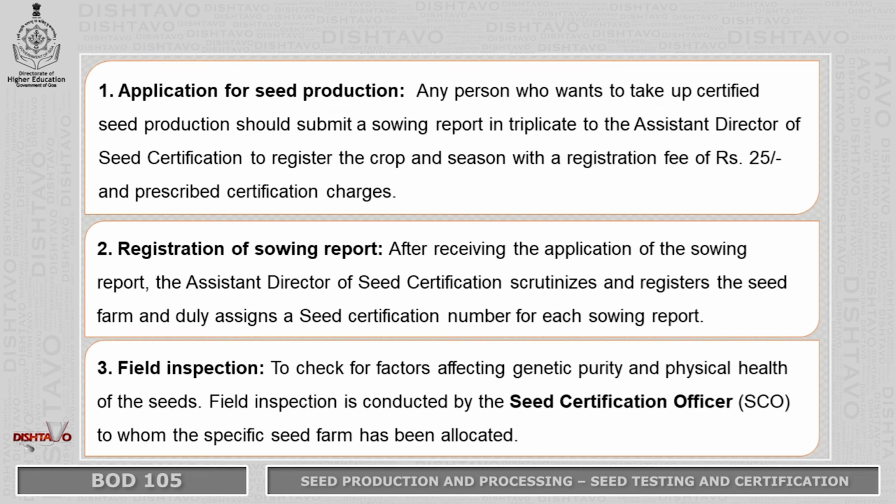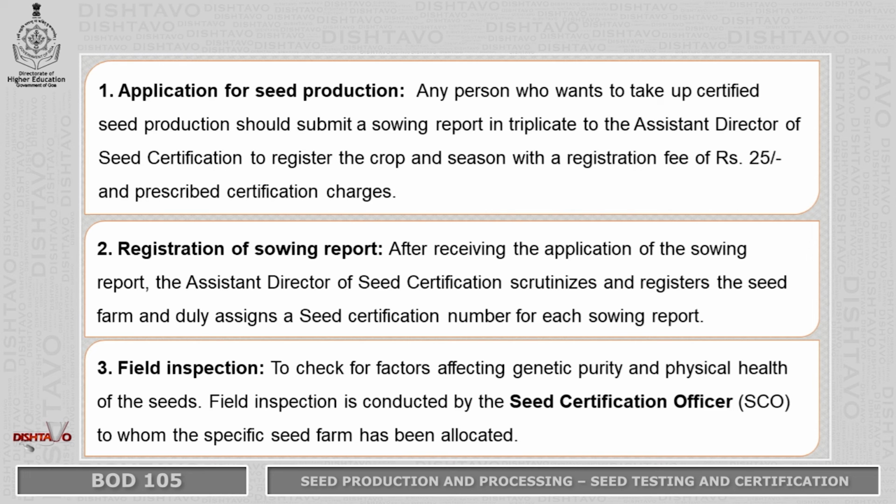First one, that is application for seed production. So here any person who wants to take up certified seed production has to submit a sowing report in triplicate to the assistant director of the seed certification to register his crop and the season with a registration fee of rupees 25 and the prescribed certification charges. This is the first step the breeder has to follow.